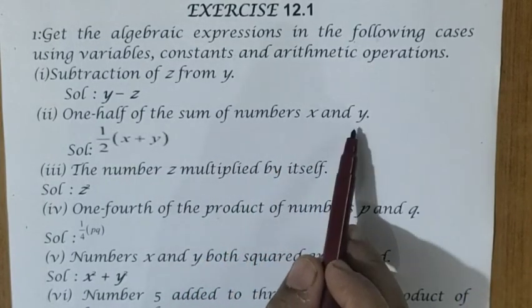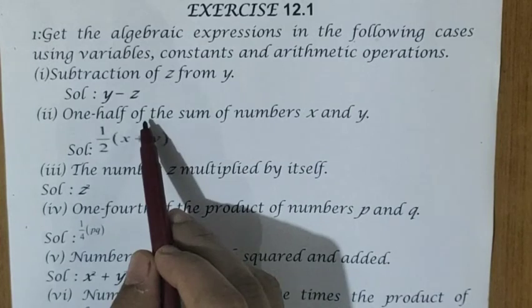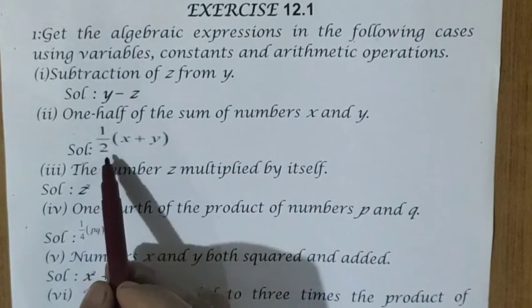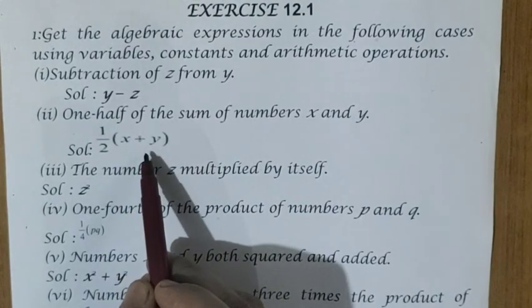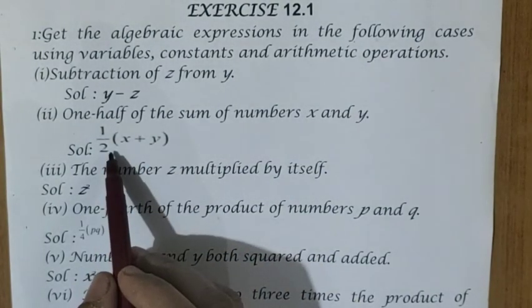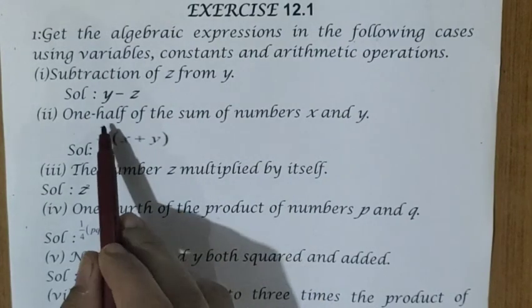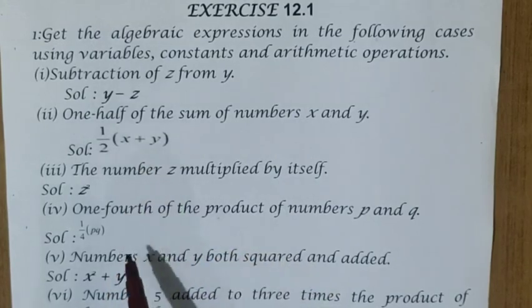1/2 of the sum of the numbers x and y. Sum of the numbers x and y means x plus y. 1/2 of means which sign? Multiplication. So what should we write? Half into x plus y. X plus y should be put in bracket because otherwise it's wrong only. If you just write half of x, it is wrong only. Half of the sum of numbers x plus y. So x plus y should be in bracket.